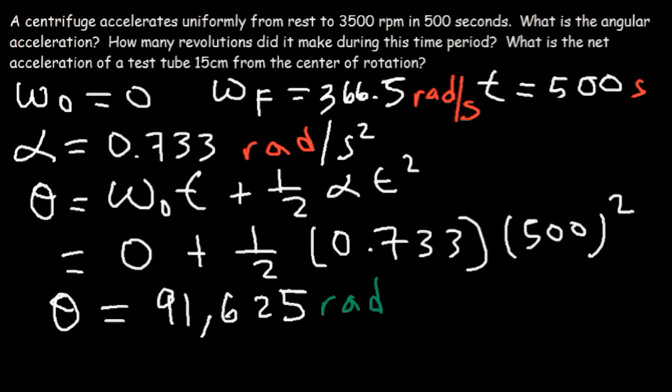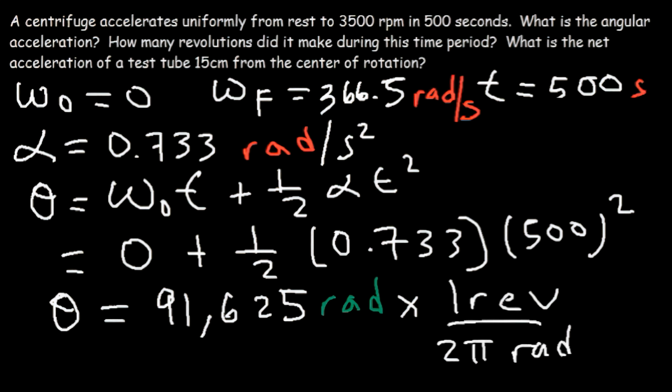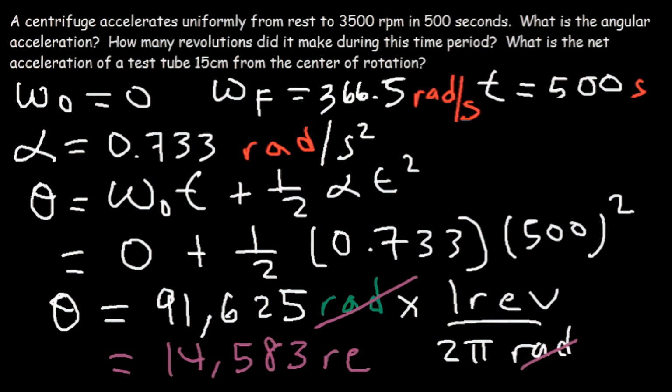Now we want to know the revolutions that it made during this time period. So we need to convert radians to revolutions. Now 1 revolution is equal to 2 pi radians. So we simply need to divide it by 2 pi. So the wheel, or the centrifuge, I should say, makes 14,583 revolutions, and we can round it to 14,583 revolutions in this time period. So that's one way you can get the answer.